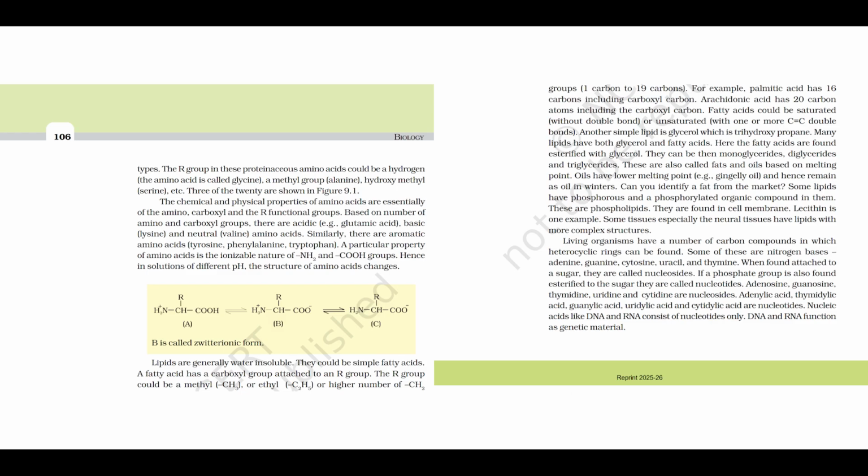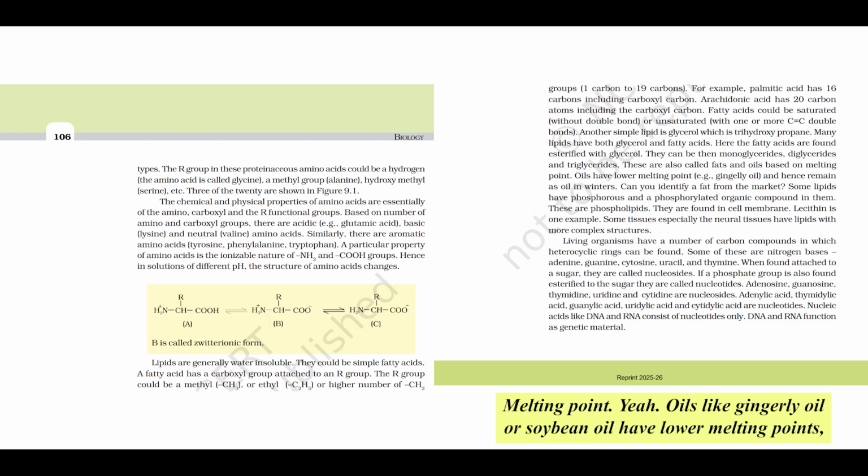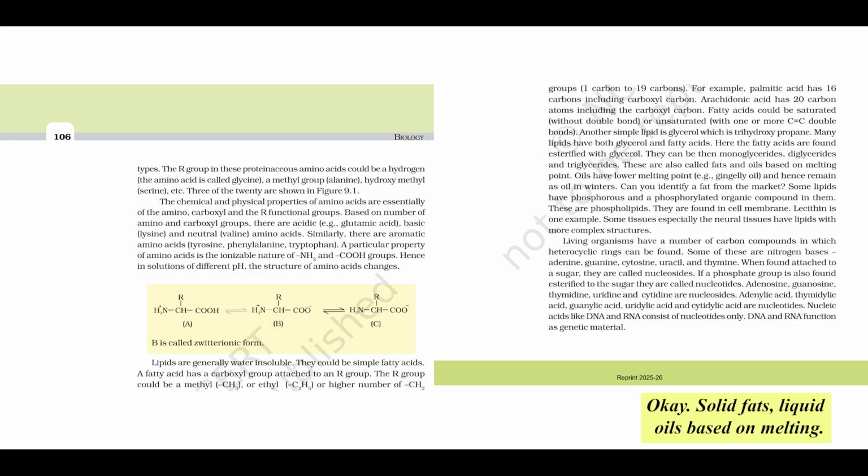Triglycerides, I've heard of those. That's like body fat. Yes, triglycerides are the main form of stored fat in animals and also found in oils. They are what we commonly call fats and oils. The difference between a fat and an oil really just comes down to their melting point. Oils, like gingerly oil or soybean oil, have lower melting points, so they stay liquid at room temperature. Fats, like butter or ghee, have higher melting points, making them solid or semi-solid at room temperature. Okay, solid fats, liquid oils, based on melting.